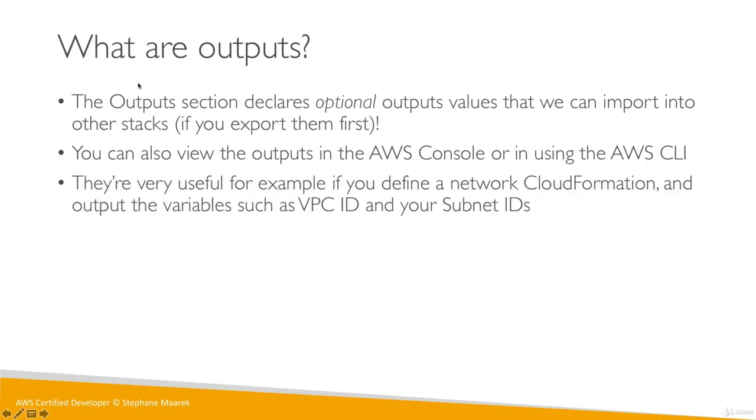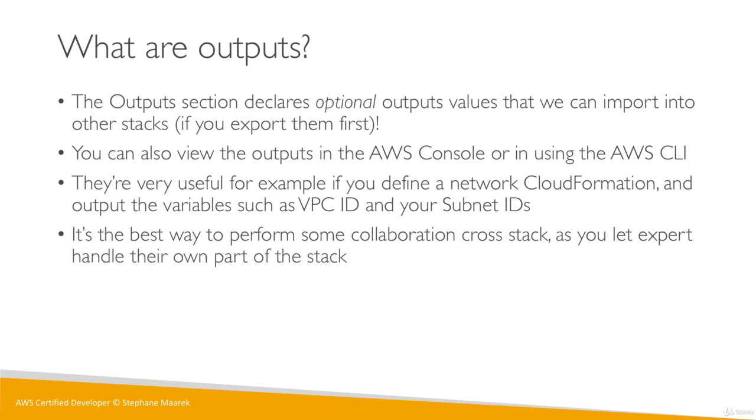For example, you can have a network CloudFormation template, and then you would export outputs that would be, for example, the VPC ID and the subnet IDs, and you would reuse those in other CloudFormation templates. And so it enables cross-stack collaboration where you let the experts handle their own parts of the VPC and the subnet, and you as an app developer just reference these values out of the box.